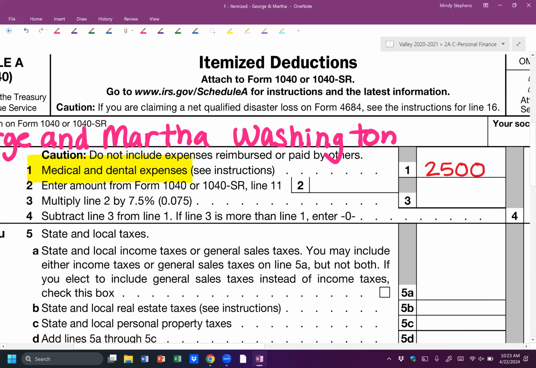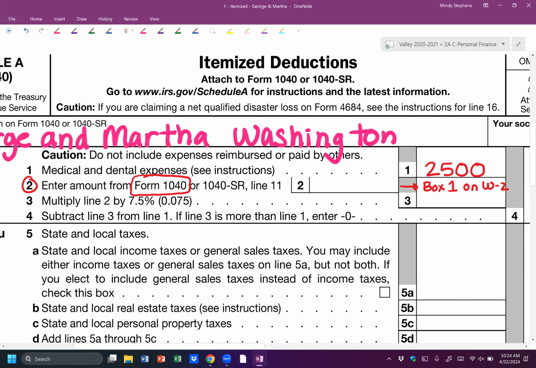So now we're going to look at line 2. Line 2 says enter amount from form 1040, which we haven't filled out yet. So I'm going to just tell you what you're going to put in this line. You're going to write yourself a note on this, so when you are doing your other assignments, you'll remember. This is from box 1 on the W-2. So you're getting that from box 1 on your W-2.